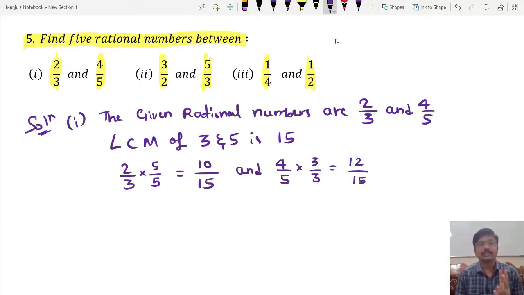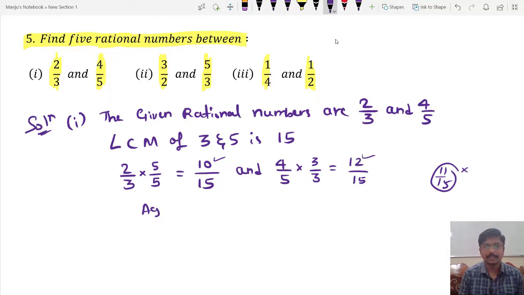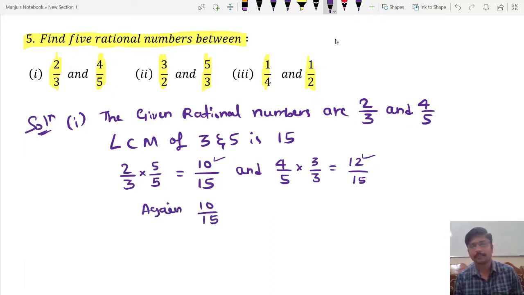They asked us to find 5 rational numbers, but what we are getting here, in between 10 by 15 and 12 by 15, is only one rational number, that is 11 by 15. But we don't want this, we want 5 rational numbers. That means again what we will do here, 10 by 15, I am multiplying both numerator and denominator by 4. What do we get here? 10 fours are 40, divided by 15 fours are 60.